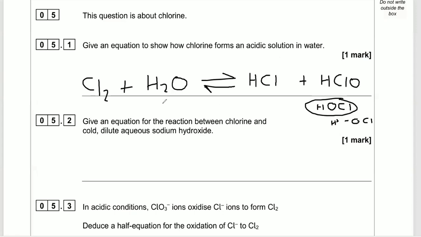That's how the mark scheme shows it, the one in the circle there, and that's going to get you a mark. A couple of things you might miss out, the reversible symbol, but there we go. Let's zing on. Now, give an equation for the reaction between chlorine and cold dilute aqueous sodium hydroxide.